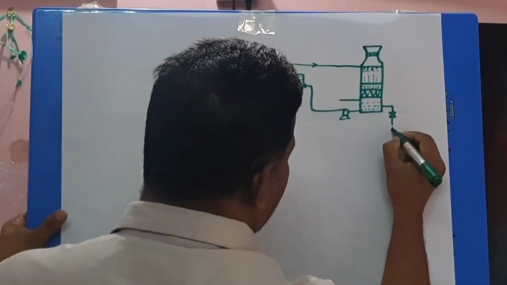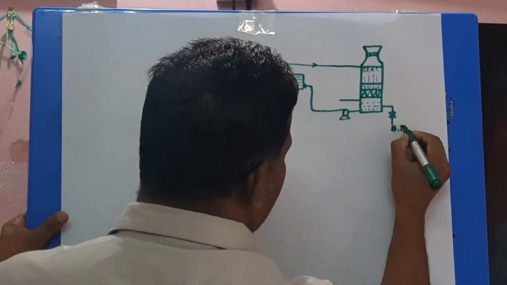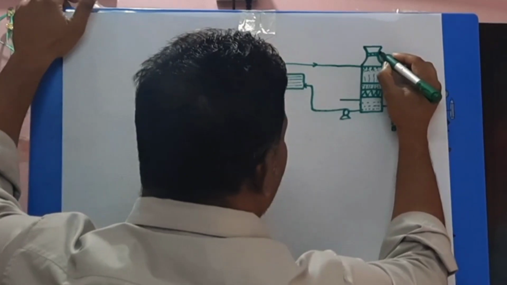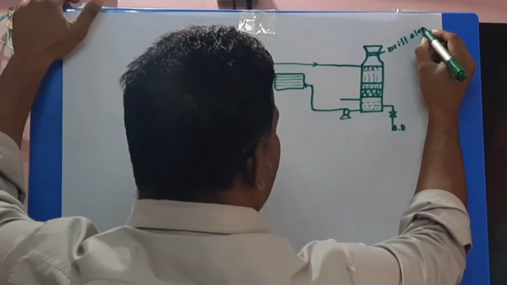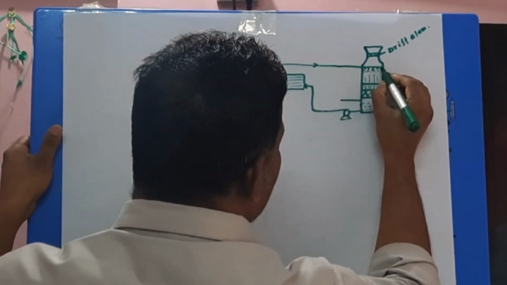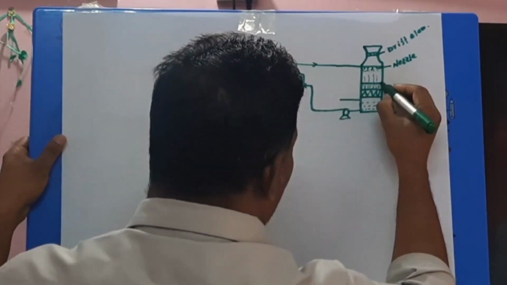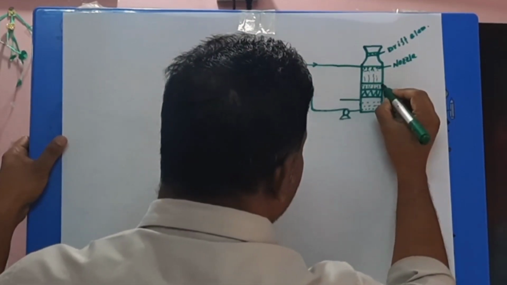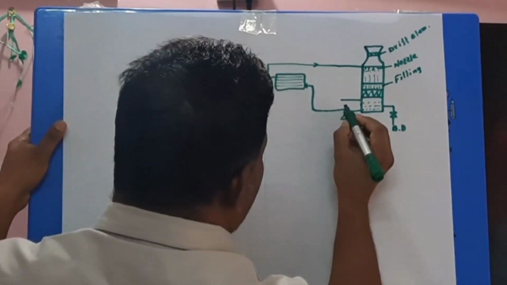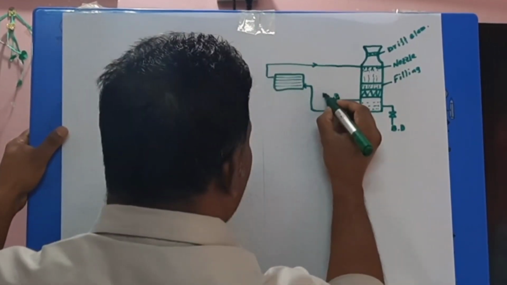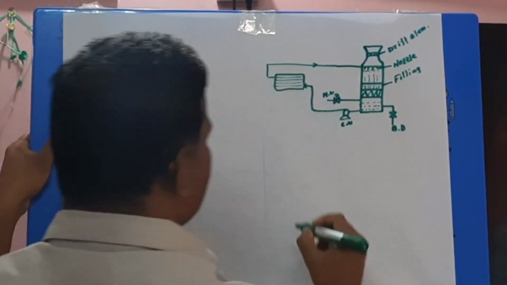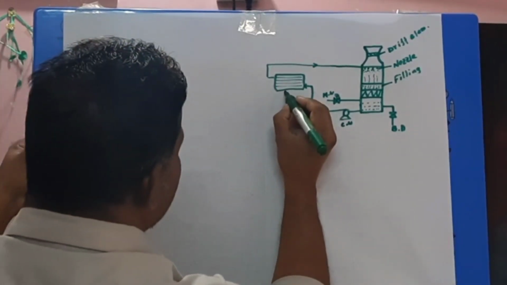This is the blowdown line. I told this blowdown, okay. And this is the drift eliminator, okay. This is the header. This is the cooling water header, and this is the nozzle. Water comes down by this filling. This is the makeup water line, makeup water line, circulation pump, and this is the condenser.